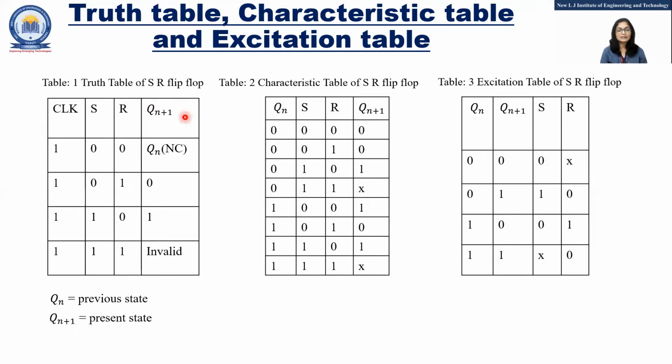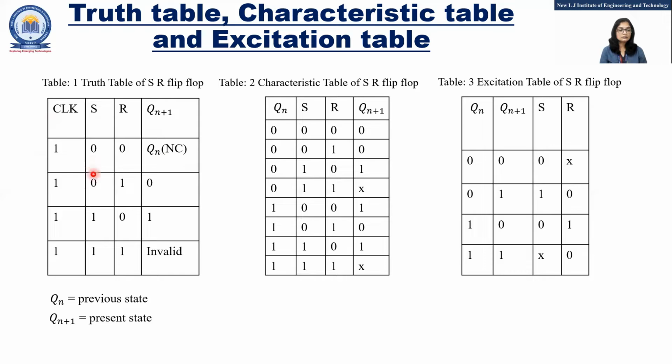This is the truth table of SR flip-flop. As we have already discussed in my previous video, here in this table, we are using clock signal. These are the inputs and this is the output. Now suppose S means set, R means reset. If both the inputs are 0, we will get Qn plus 1 is equal to Qn. Qn plus 1 is present state and Qn is previous state. If both inputs are 0, then there is no change in the state. That's why I have written NC.